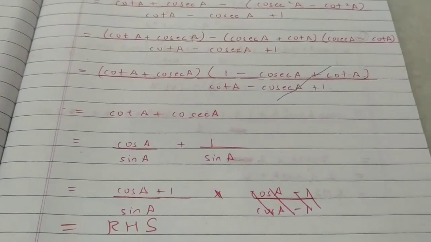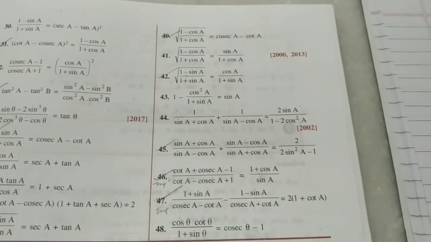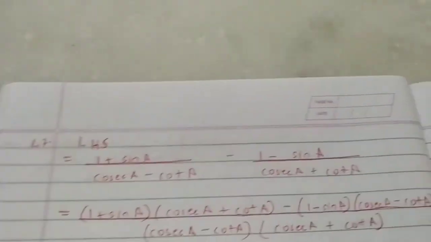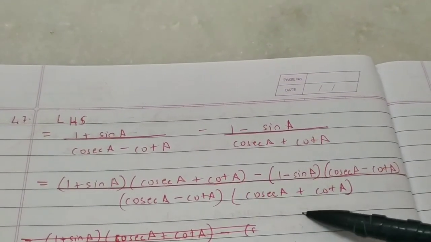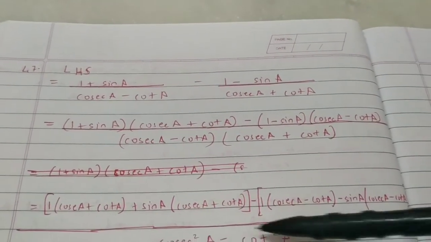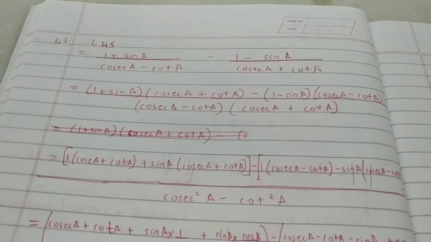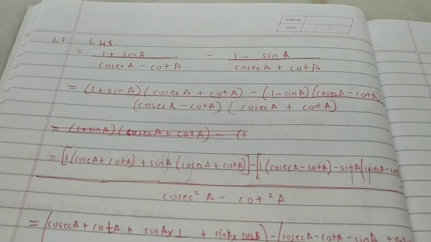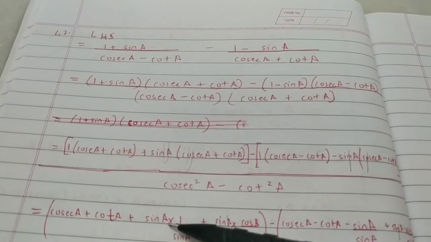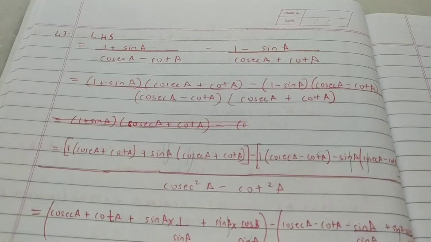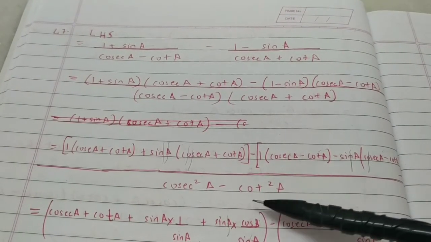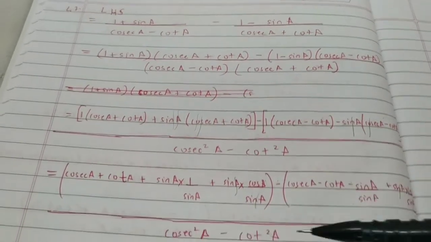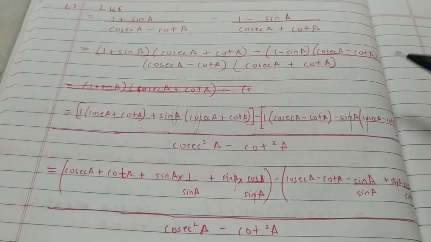And finally, the 47th sum, which is also IMP. Here too, we'll start with the LHS. We'll have to do the LCM first. And then you have to open the brackets, and that's a headache because it should fit in one line. So after opening the brackets, make sure that everything fits in the same line. The denominator becomes cosec square minus cot square a. Again, I've left a line here and here, so it becomes neater.